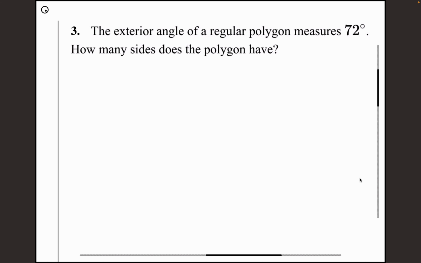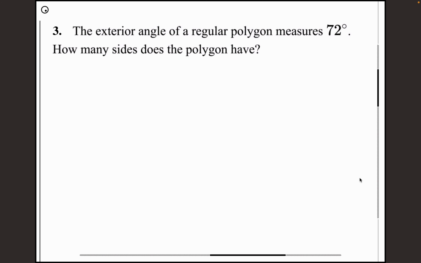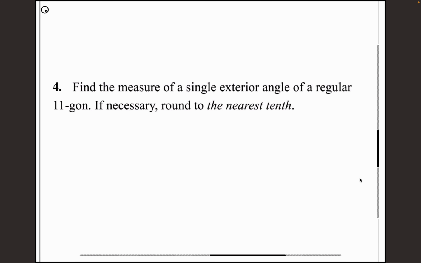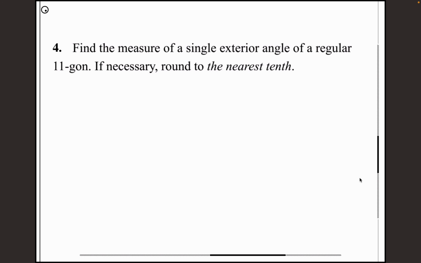What about this one? The exterior angle of a regular polygon measures 72 degrees. How many sides does this polygon have? Yeah, I need to do 360 divided by 72. So what's 360 divided by 72? This is 5 sides. Yeah, pretty easy. What if we have a question like this? Find the measure of the single exterior angle of a regular 11-gon. What do we do here?